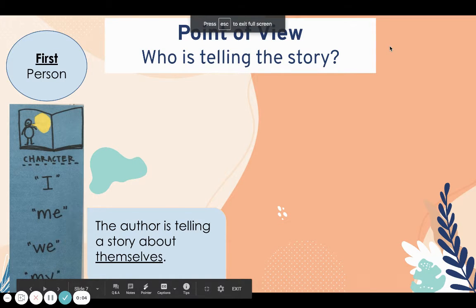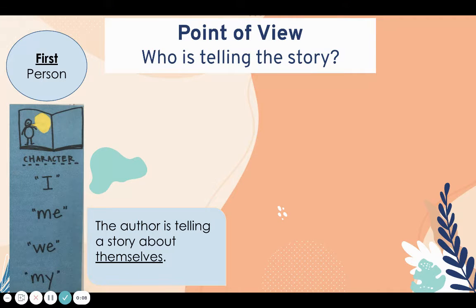Hi, readers. We are going to dig a little bit deeper into understanding point of view. This can be really, really tricky, so let's try to go over some examples together. As a reminder, point of view is who is telling the story.